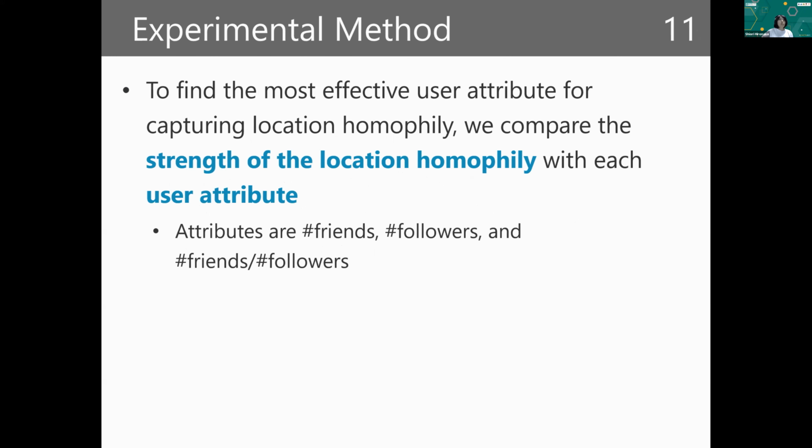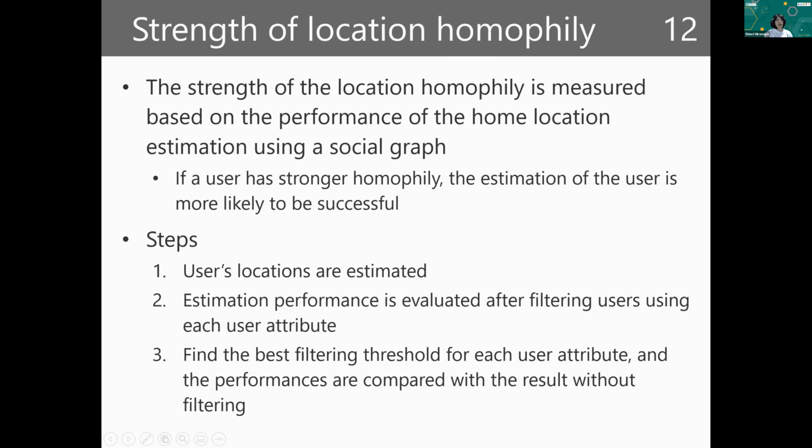Next, I'd like to explain the experimental method to find the most effective user attribute for capturing the location homophily. We compare the strengths of the location homophily with each user attribute. The strength of location homophily is measured based on the performance of home location estimation using a social graph. When home location is estimated based on the location homophily, the estimation performance reflects its strength. So if a user has stronger location homophily with friends, the estimation is more likely to be successful.